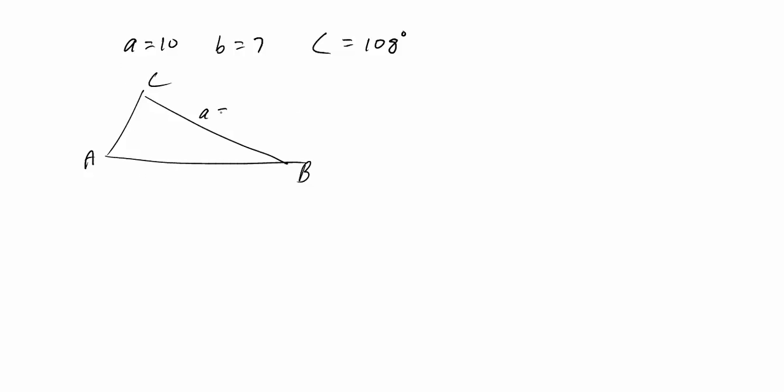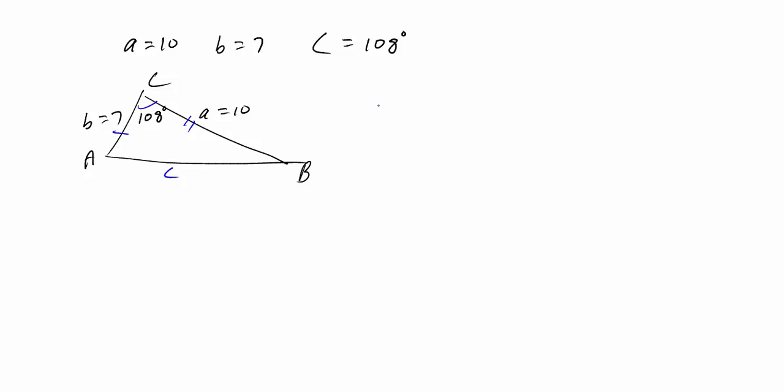We know little a is equal to 10, b is equal to 7, and angle C is equal to 108 degrees. So we notice here we do have our side, angle, and side. So here, what side do we need to find? Well, remember, if you have this side, angle, side, we have to find first the side that is opposite of our angle. So that means we need to look for side C.